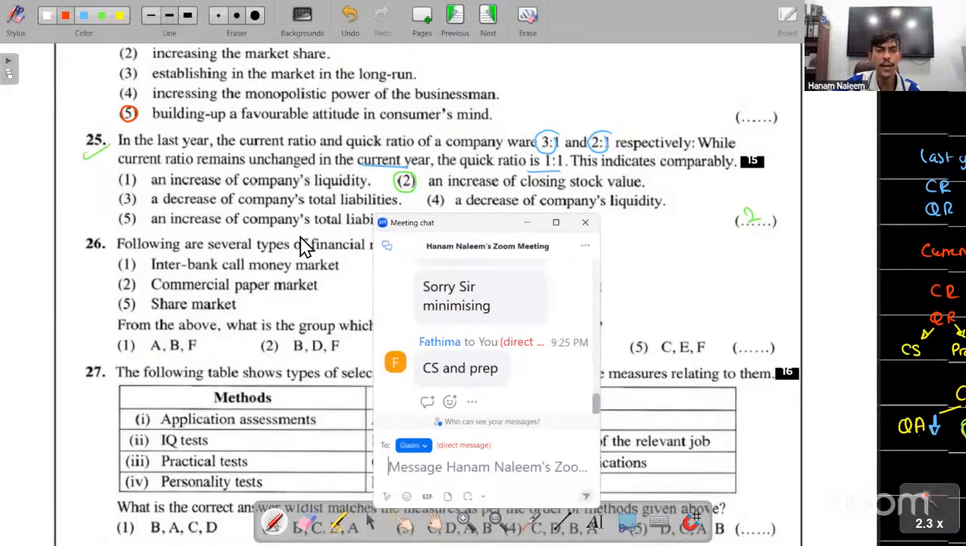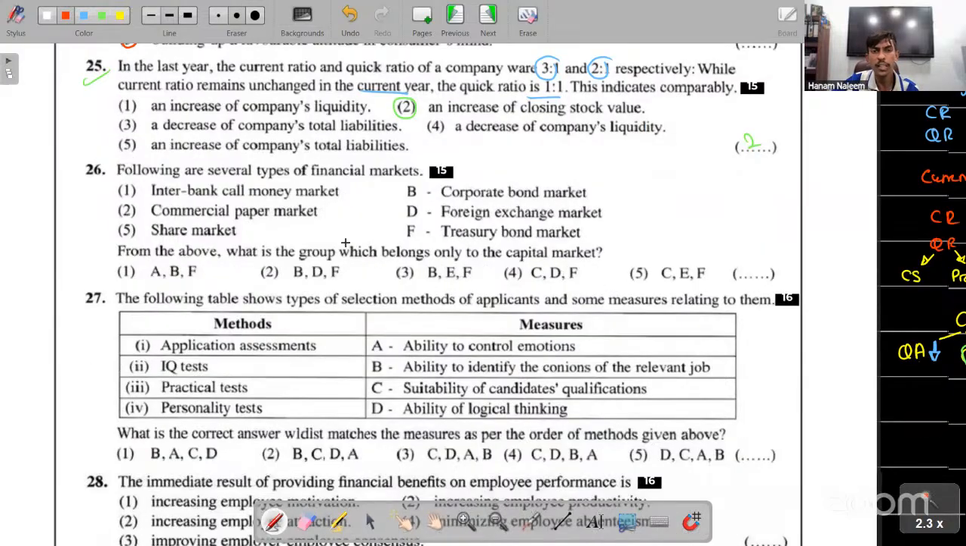Following are several types of financial market. From the above, what is the group which belongs to only capital market? Capital market is a long-term financial market. So we'll see examples for capital market: corporate bond, yes, capital. Share market, yes, capital. Treasury bond is also capital. So it should be BEF. The third one is the answer.